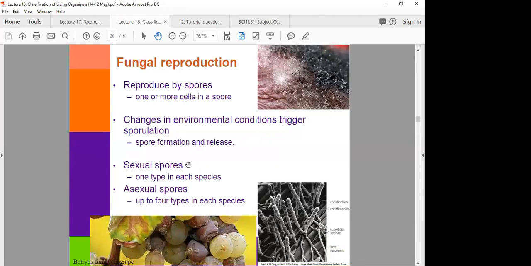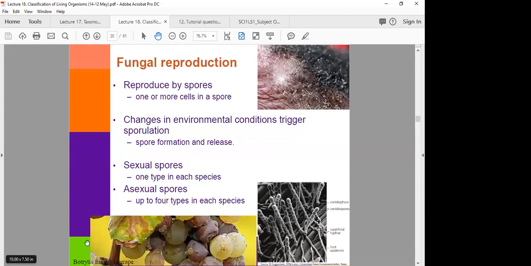All right, many of the fungi will produce both sexual spores and asexual spores. Sexual spores, there's normally only one type of sexual spore that's produced by a fungal species. Asexual spores, there may be up to 4 different types of asexual spores produced by each fungal species.